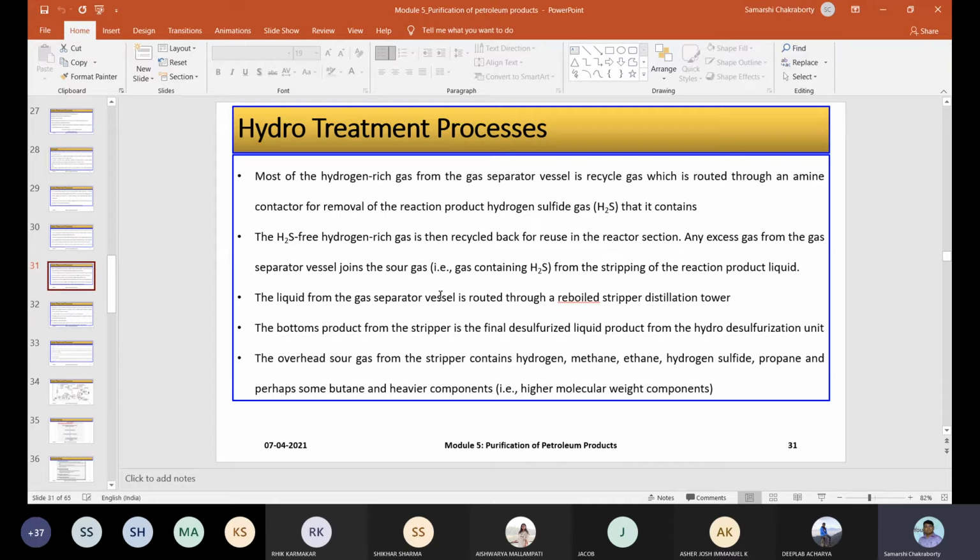The liquid from the gas vessel is routed through a reboiled stripper-like distillation tower. The bottom product from the stripper is the final desulfurized product from the hydrodesulfurization unit. The overhead sour gas from the stripper contains hydrogen, methane, ethane, and this hydrogen sulfide, plus propane, or a little bit of butane it may also contain.